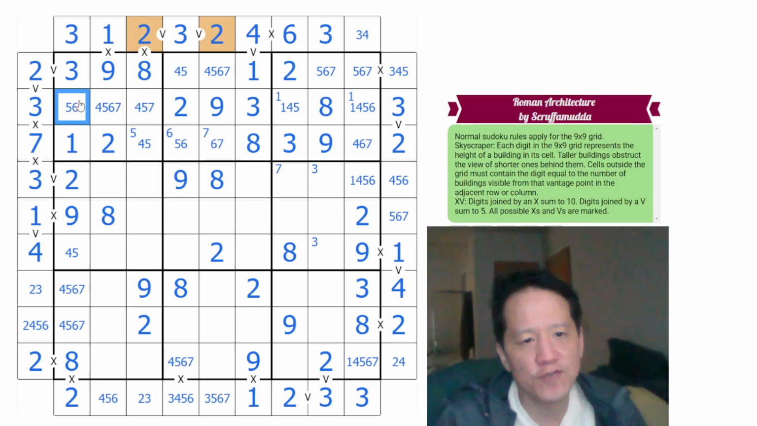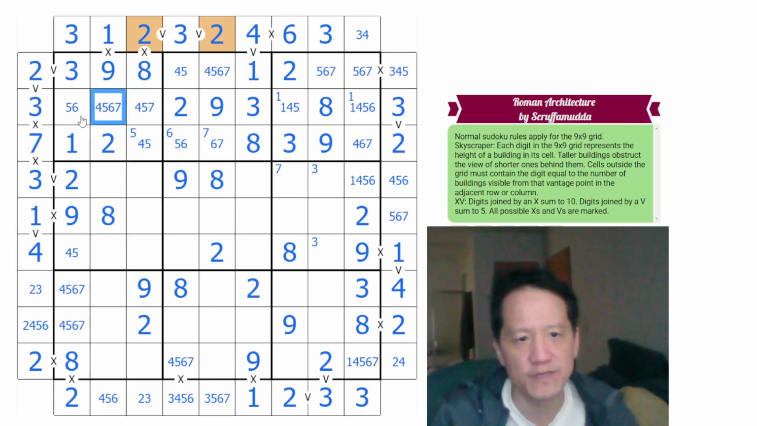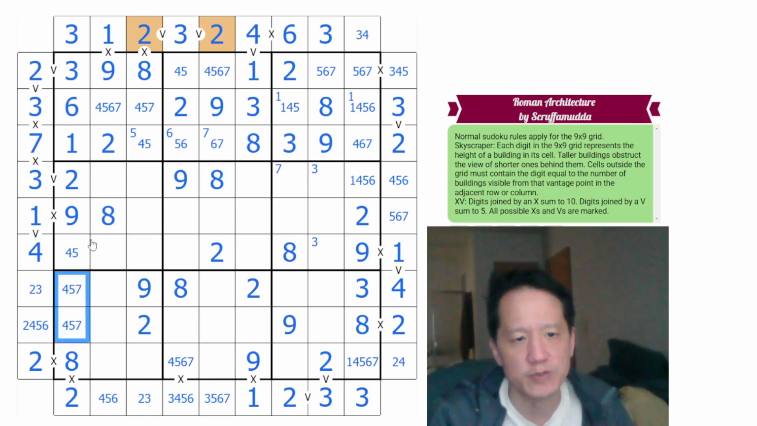If this were 5, this would have to be 4, which would force this to be the 6 because that's the only place possible. Because if we tried to have the 6 here, that's next to 2 4s, which would give 10. So if this is 5, this would be 4, this would be 6, this would be 7, and it would see more than 3 skyscrapers. It would see 4. So this can't be 5. This has to be a 6, which means neither of these can be 6. So this can't be 6.